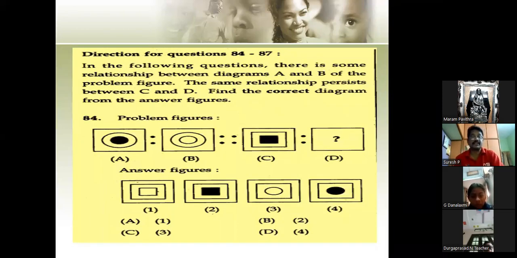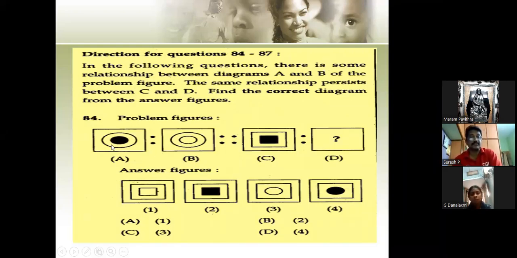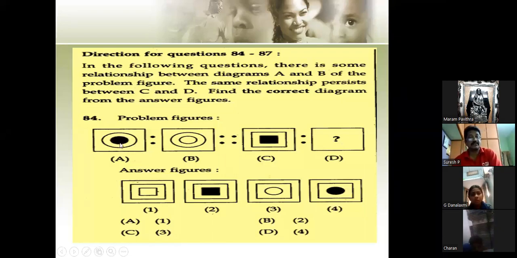Now this is very important. Here problem figures are given. Here one circle is inside another circle, and the middle circle is shaded. In this one, the shaded part is not there. Here a square, or of course it seems to be a rectangle, inside a rectangle is shaded. So here a rectangle inside a rectangle which is not shaded will come. The same will come. So this will be considered the answer. Clear? Okay, like so, identify that.